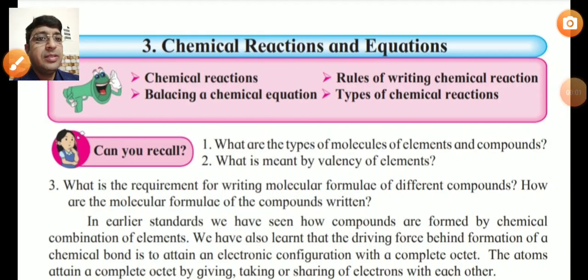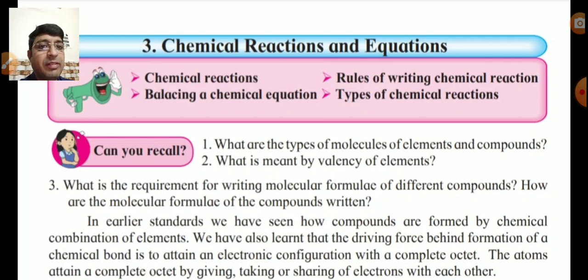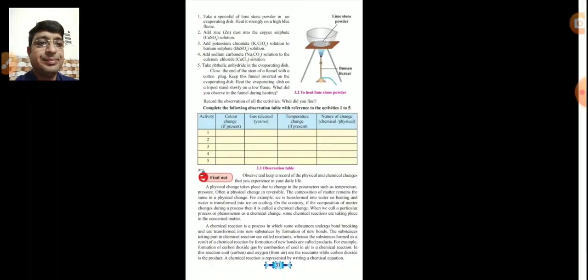Hello students, today we start lesson number 3, chemical reactions and equations. Can you recall? Three questions are given here. First one, what are the types of molecules of elements and compounds? Now this question we already revised in the previous lesson. So we are checking the answer of this question. See there.